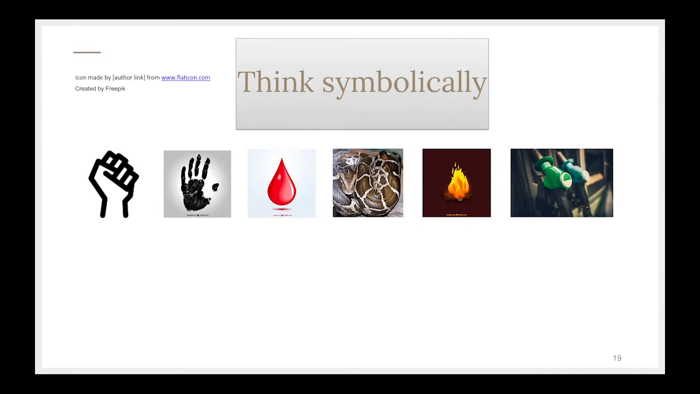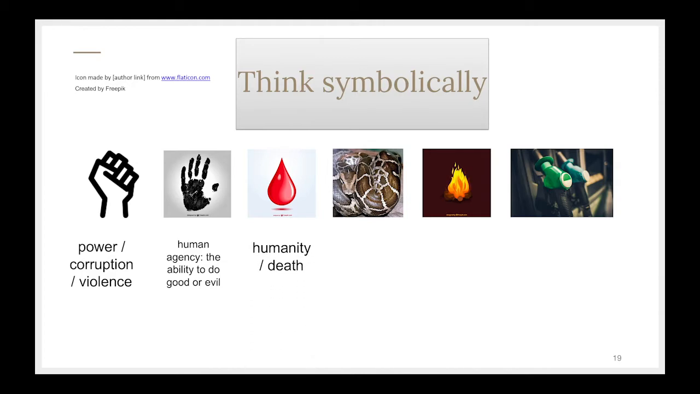Okay, so think symbolically. Now you've identified the concrete nouns, think about what they represent. So, for example, fists could represent power, corruption, or violence. The hand could represent human agency, the ability to do good or evil. Blood can represent humanity and death. The snake and fire are both classic religious symbols. The snake is a classic symbol of evil and deception, and fire is a classic symbol of destruction and sin, or rather the consequences of sin.